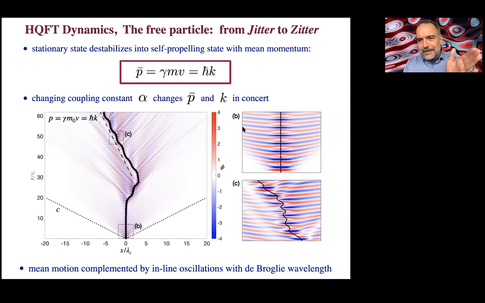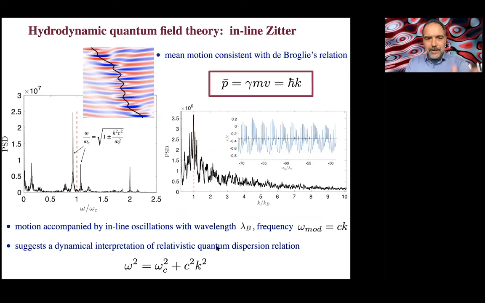So this is the analog of the inline oscillations which we saw in our generalized pilot wave framework, but now we're seeing it in this quantum system. So in addition to the mean motion, such as p equals h-bar k, we have these inline oscillations. And if we look at these, they're actually at a frequency, this ck. So you can look at the power spectrum, and you have a splitting of the frequency.